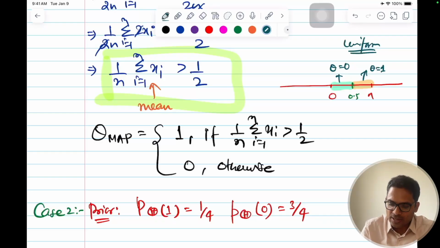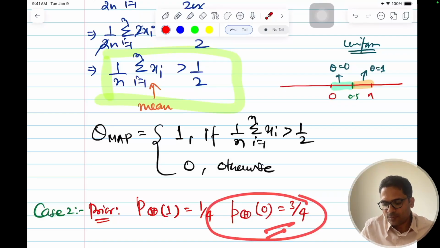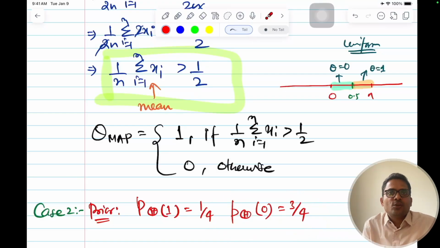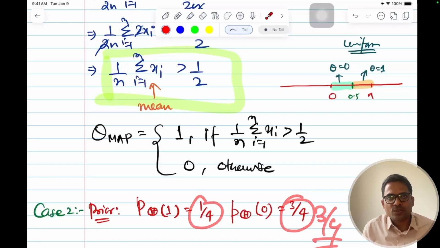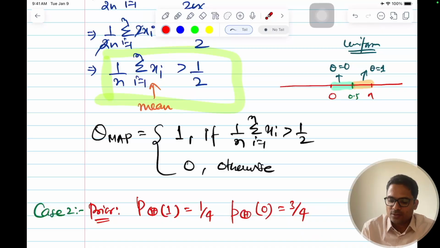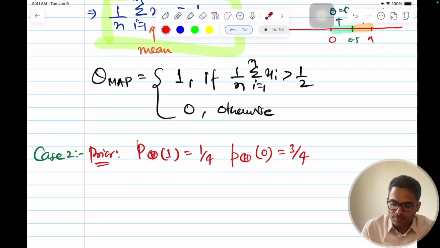And let's see, now we have more prior information that theta is more biased towards 0, it is having more likelihood or more tendency to be towards 0. It is 3 by 4, and only 1 by 4 towards 1. So let's see how this impacts. So this was with the uniform prior. Now what will be my MAP estimate based on this?